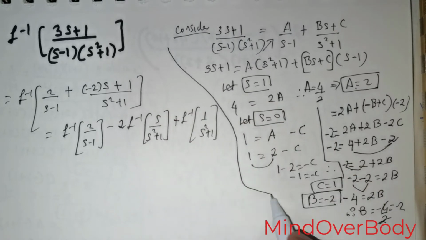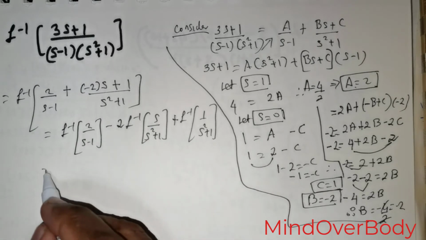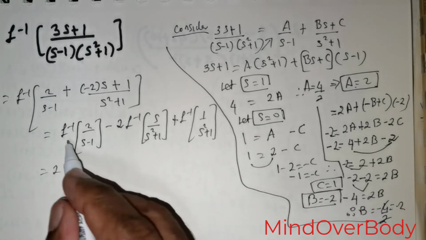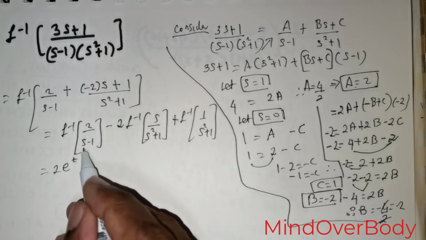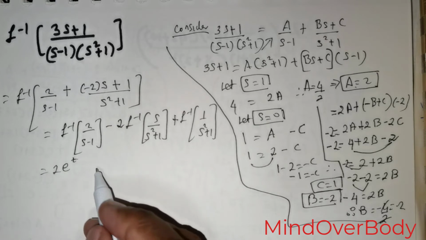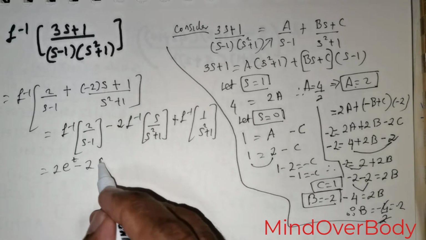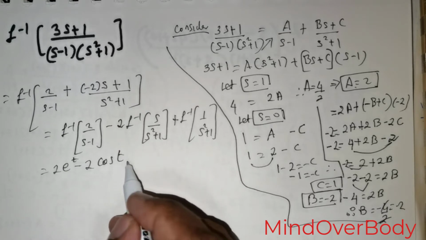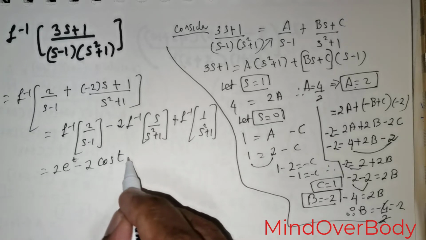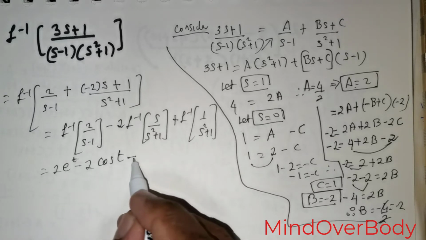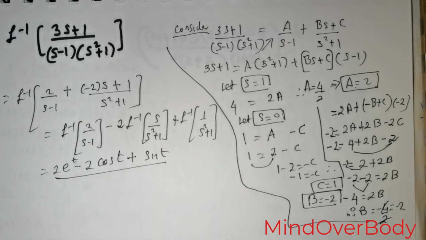So this is what I have got. In fact I can take the 2 out. If I take the 2 out and operate using L inverse, this would be e raised to the power of t because of the shift being S negative 1, followed by negative 2 times, this is S over S squared plus 1, that would give me cos t, and this is 1 over S squared positive 1, and that is going to give me sin t with a positive sign. So this is the solution to the question, students.